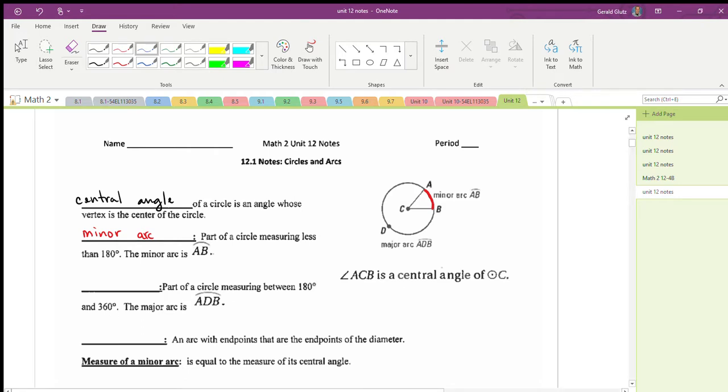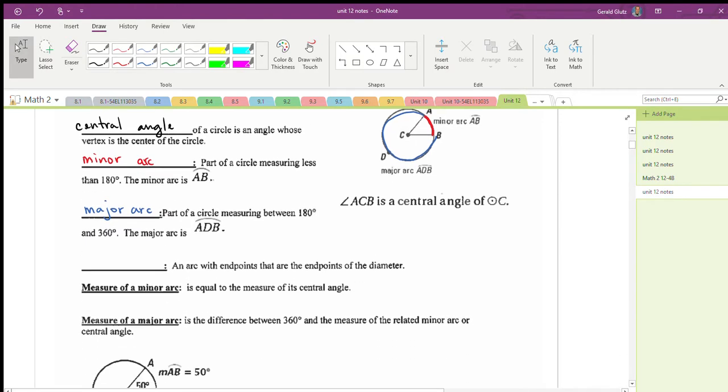Now a major arc would be more than half the circle, or more than 180 degrees around the circle, and that's called a major arc, like I said. So like this blue part from A to D to B, that would be a major arc. And then this angle right here where C is is a central angle because C is in the center of the circle. That's something you're going to want to know throughout this unit because we're going to talk about different types of angles. But for today, we're just talking about central angles.